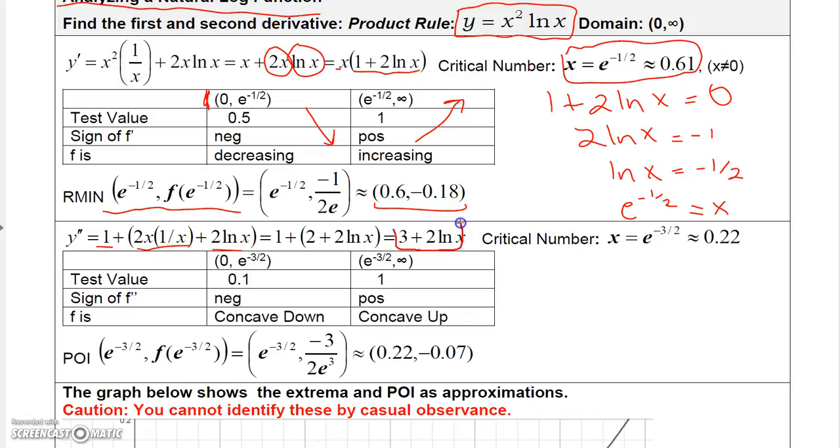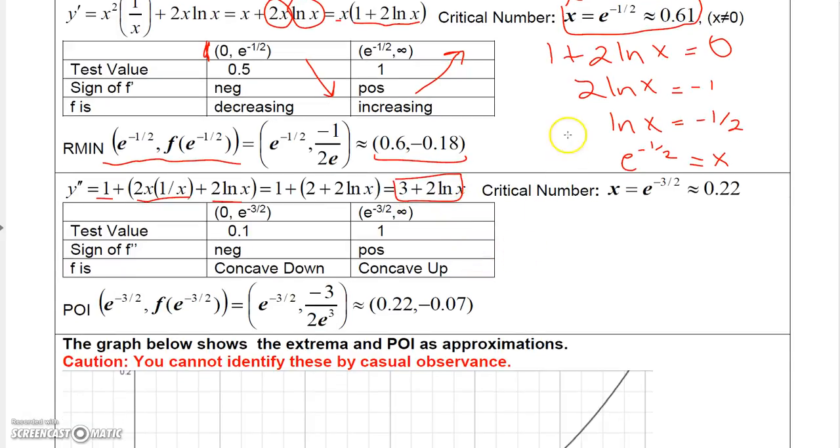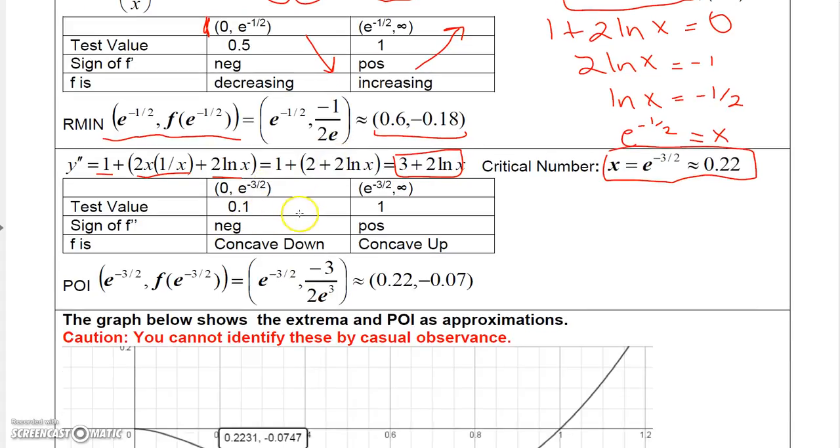And if you set that equal to 0, you can do it just like I did up here, except this will be a 3. So when you move it over, you'll get a negative 3, and then divide by 2, so you get natural log of x is negative 3/2, and then convert it to exponential form, e to the negative 3/2 must equal x. So that's what makes the second derivative 0. And I got an approximation of that as 0.22.